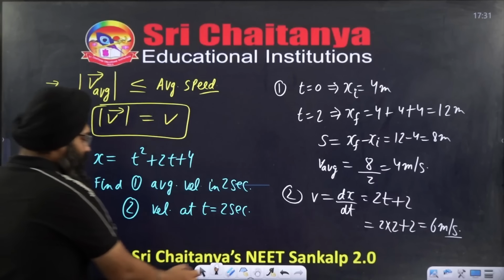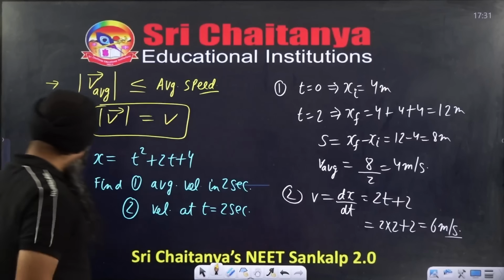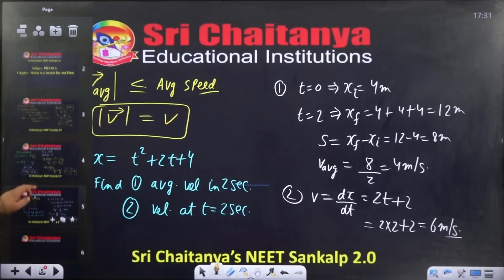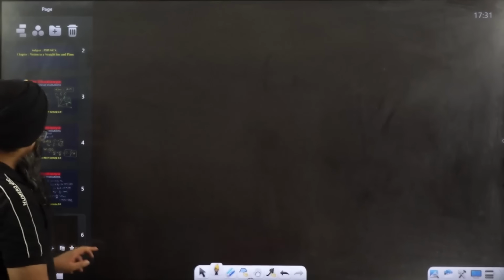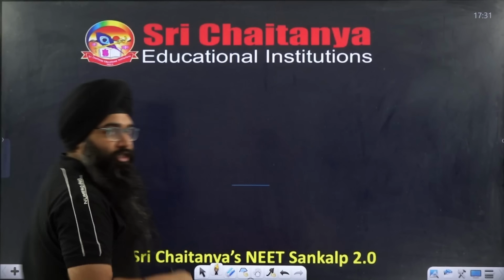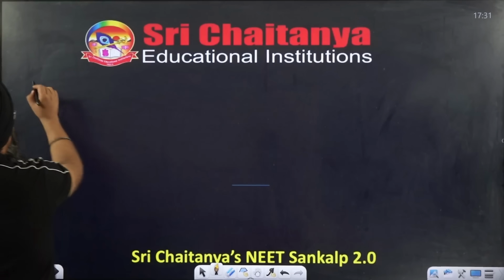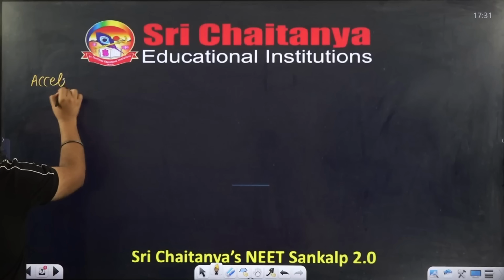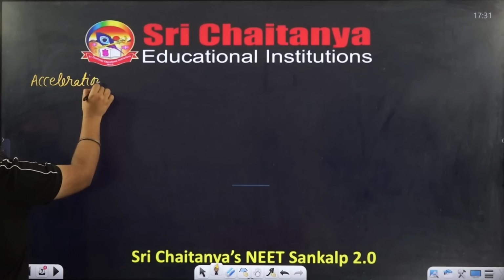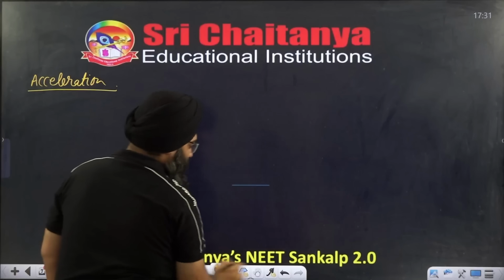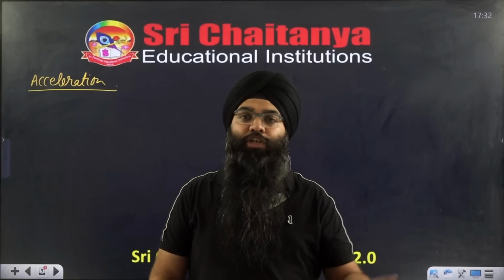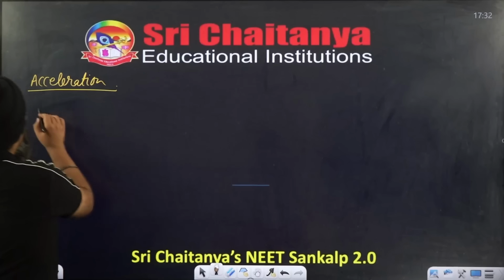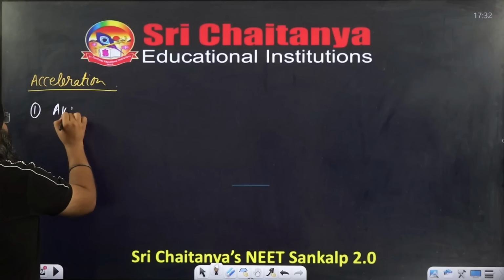So let's move to the next concept. We have discussed speed, velocity, and we have discussed distance and displacement. Now let us come to the next concept, that is acceleration. So what is acceleration? Again, we will categorize it into two parts. Actual formula of acceleration is that it is rate of change of velocity. But here also we will discuss average acceleration and instantaneous acceleration.